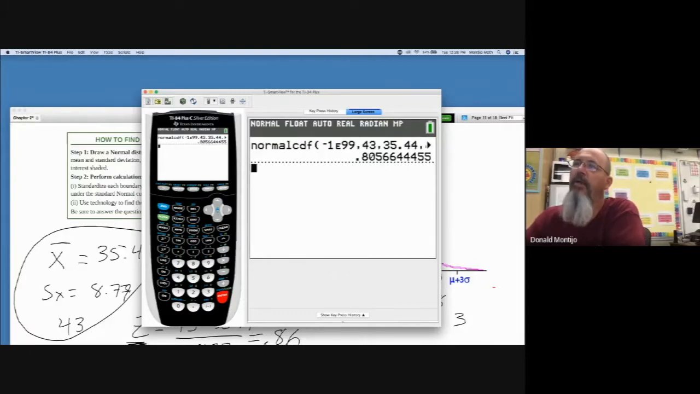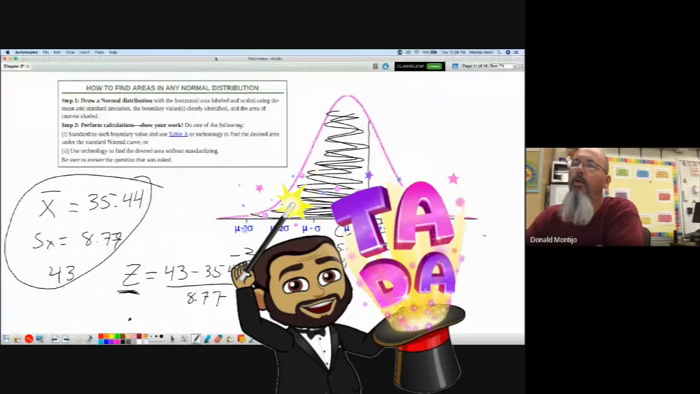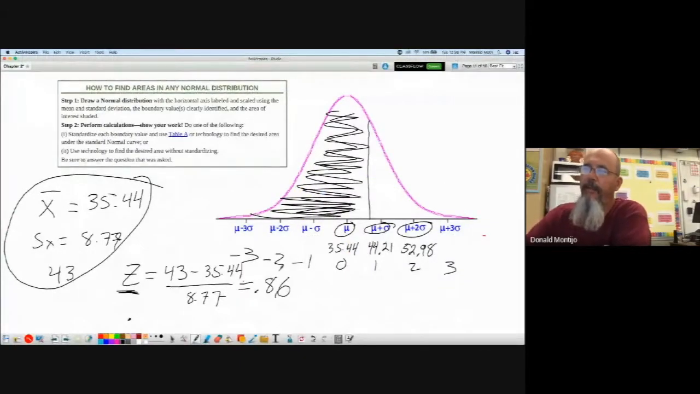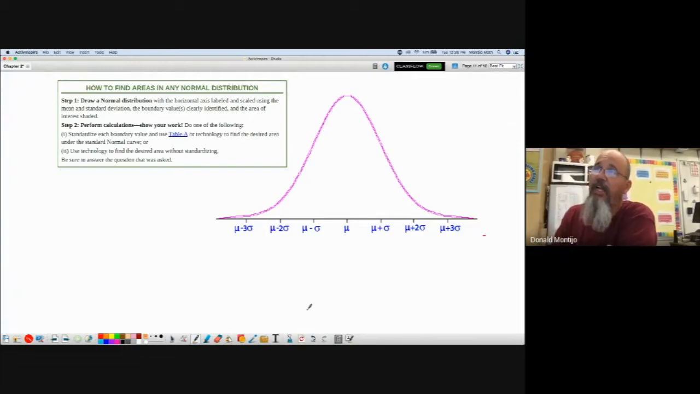Let me get rid of this calculator real quick. We just did it by hand right here, as you can see again, and we did it on the calculator. Either way is fine for the AP test. But regardless of which way you do it, you must draw the curve, label the axis, and shade the area in question. To find area using table A, we just went through it. Here are the steps for the calculator.